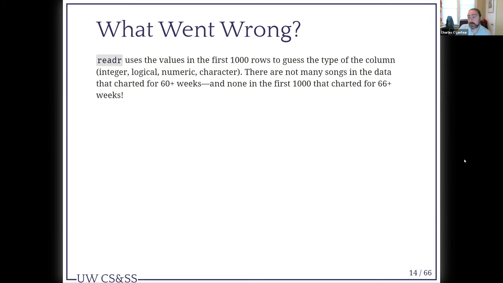The reason it only looks at the first 1,000 is it speeds up loading a lot. If you're loading a file that has 100 million rows, it goes a lot faster if readr doesn't have to read all 100 million rows before deciding how to allocate that memory in your computer. So it reads about 1,000 rows and then guesses based on what it sees how to assign data types to the columns.